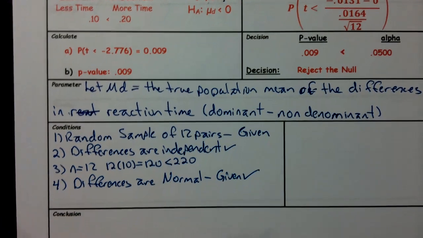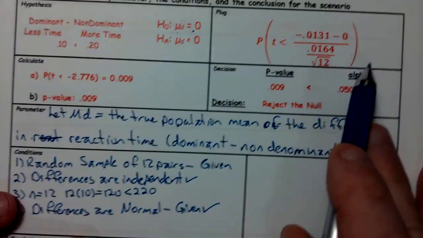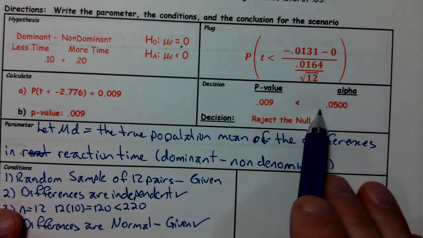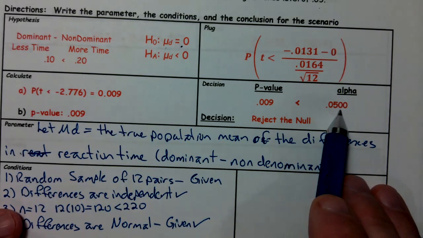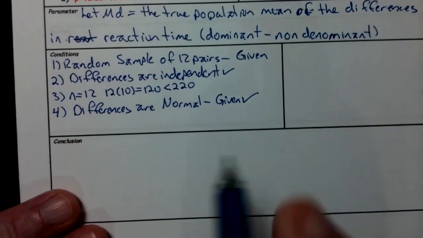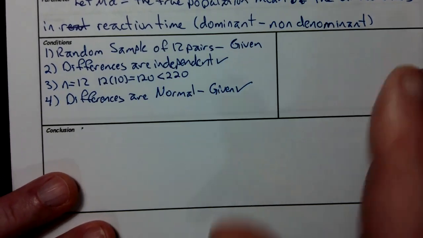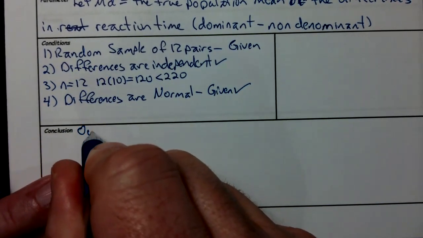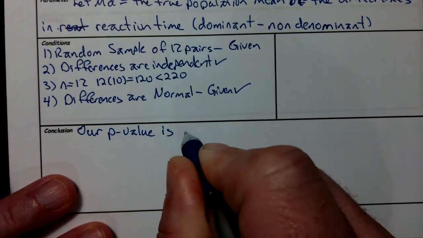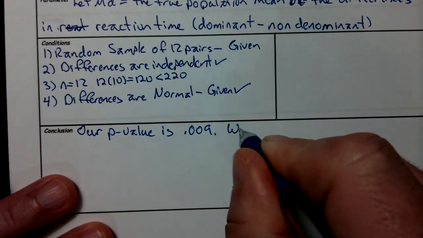All right, so we've already run the test. We ran the test, we plugged in all our values, and we got a p-value of 0.009, and that's less than alpha, okay? And so since it's less, we're going to reject the null, so that's our decision. So we need to write our conclusion. Our conclusion, we start off with our p-value. Our p-value is 0.009. What did we decide? We decided to reject the null.